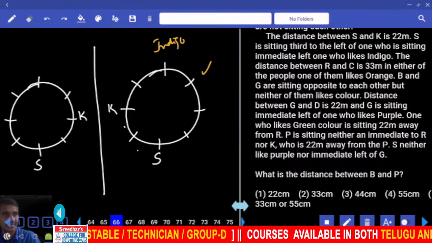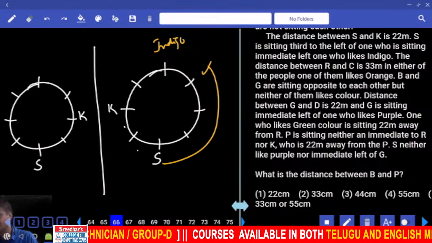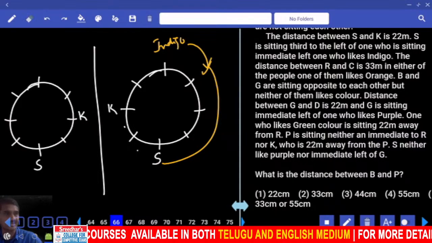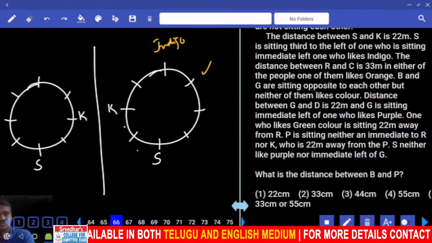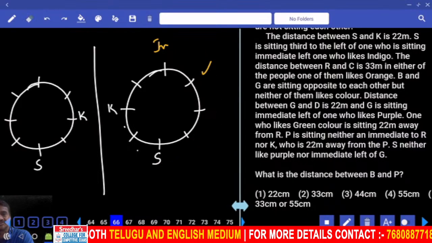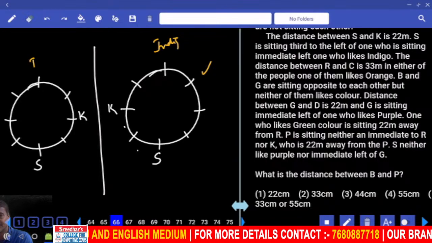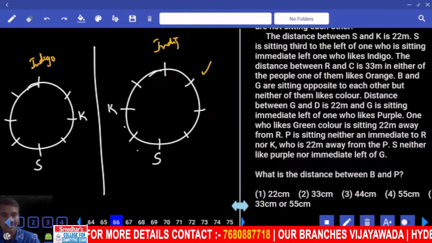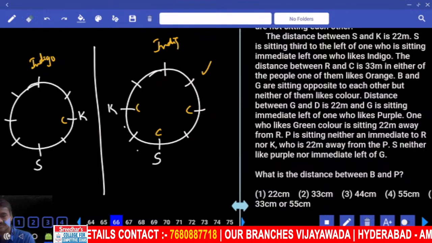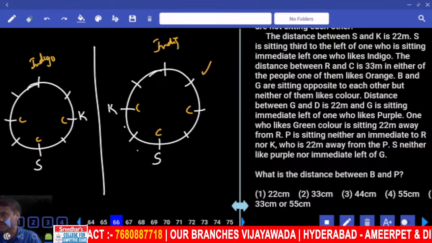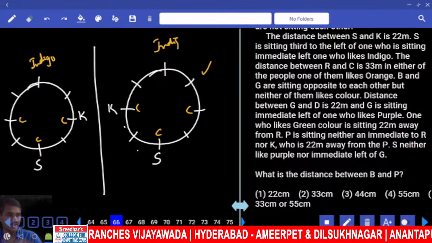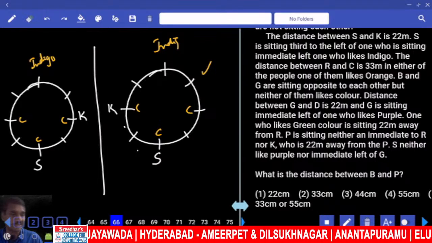Now follow here. SC is seated third to the left of a person. That person is immediate left hand side of the one who likes indigo. Hence, now S and indigo must be opposite. My indigo has come here. If indigo comes here, next where should the colors be? Color must be like this. The other colors, because then persons who like colors are not seated adjacent to each other. And all the persons are in alternate places.